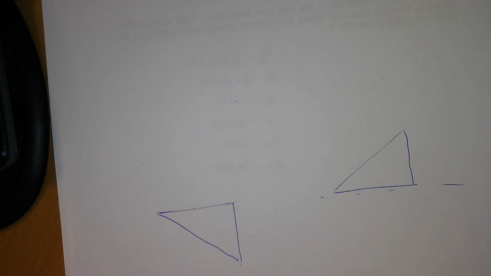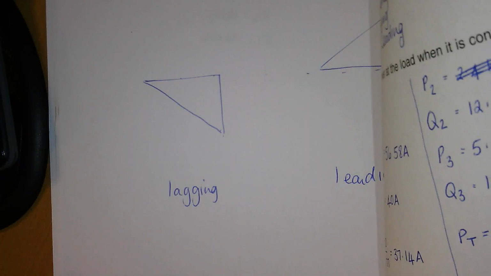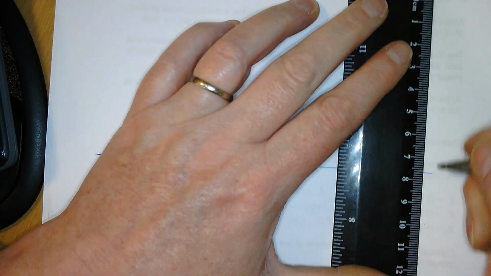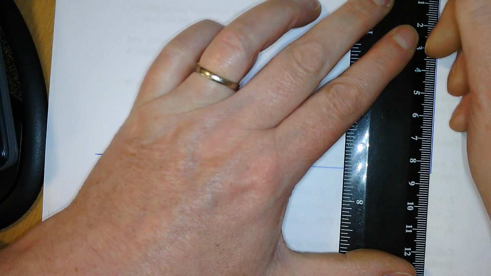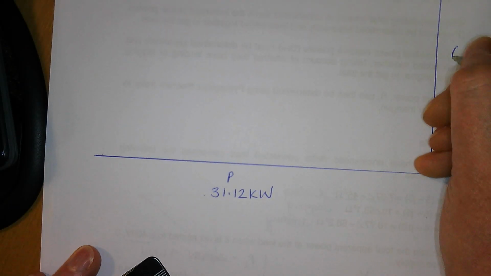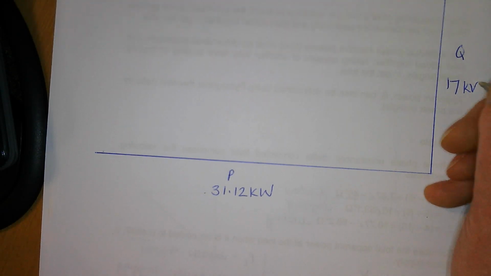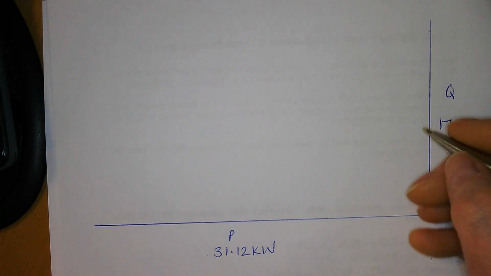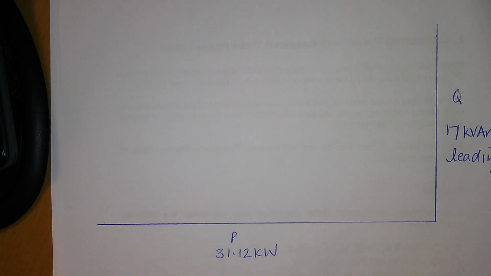If I'm going leading, by the convention that I decided earlier on, leading takes me up the way. 17, half of 17 is 8.5. That's my leading Q, 17 kVAR. Exactly 17 kVAR, leading, which is why I took the direction up that way.